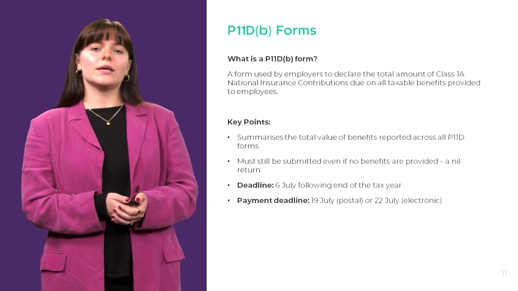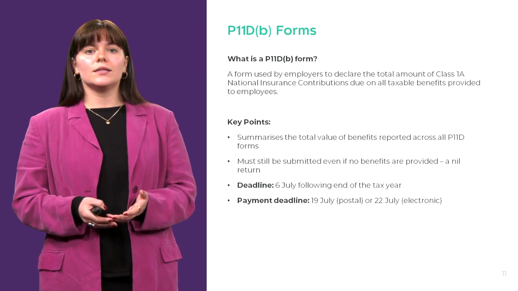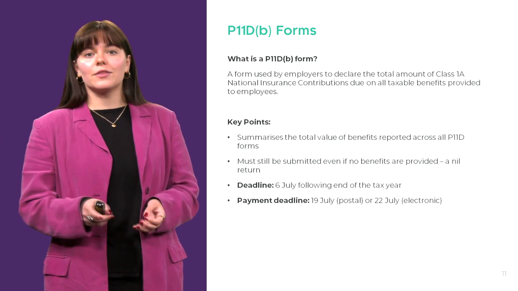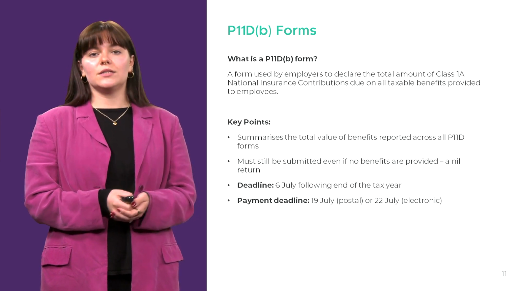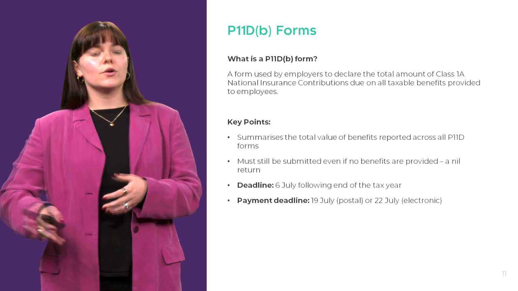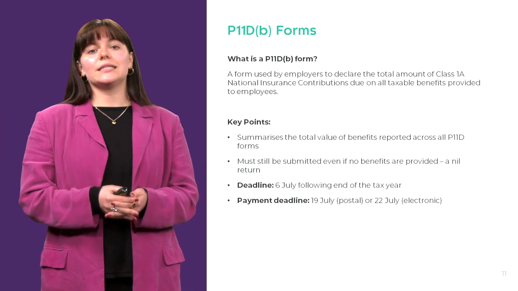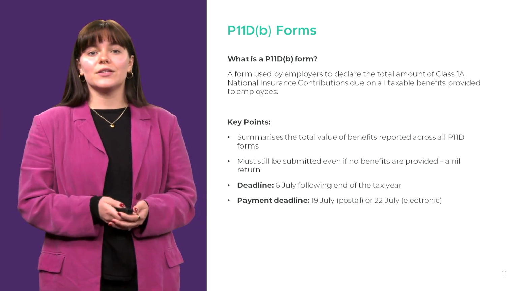The deadline to submit the P11D-B is the 6th of July following the end of the tax year. This is the same deadline as individual P11D forms, and don't forget the payment of Class 1A national insurance is due by the 19th of July if paying by post, or the 22nd of July if paying electronically. Missing these deadlines can lead to penalties and interest charges, so it's important to get this right.